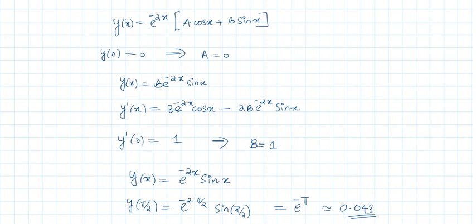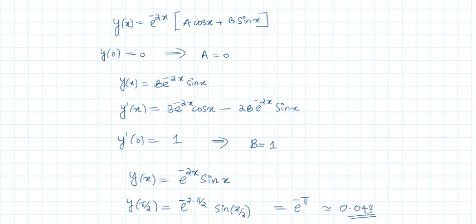Substituting for b, you will get y of x equal to e raised to minus 2x sin x. You have to evaluate y of pi by 2, so put x equal to pi by 2. That makes it e raised to minus pi, since sin pi by 2 is 1. The answer is 0.043.